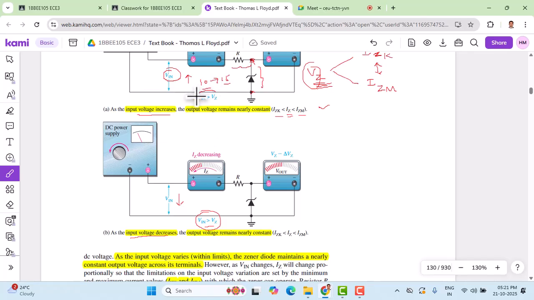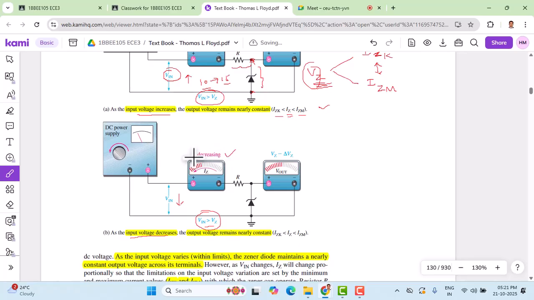So in both setups, we should assume that the input voltage is greater than Vz. That means the applied voltage here is greater than the breakdown voltage. That is the condition we need to assume before we set up this experiment. So when the input voltage is decreasing, a corresponding decrease in the Zener current can be seen.